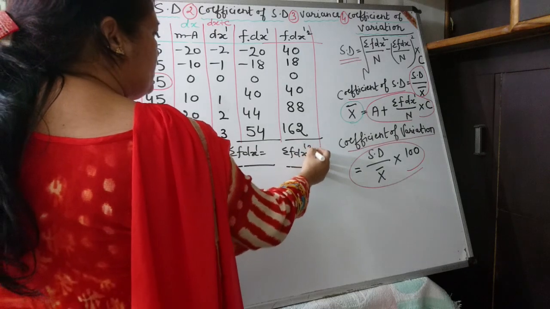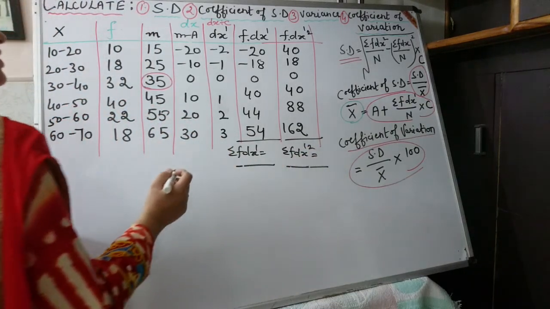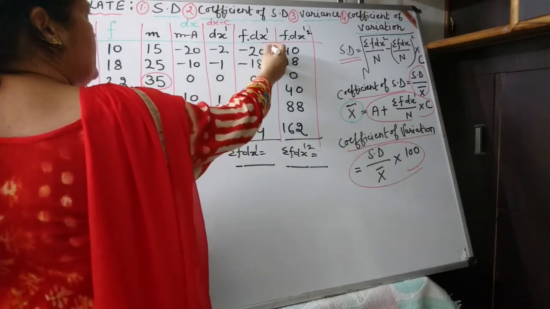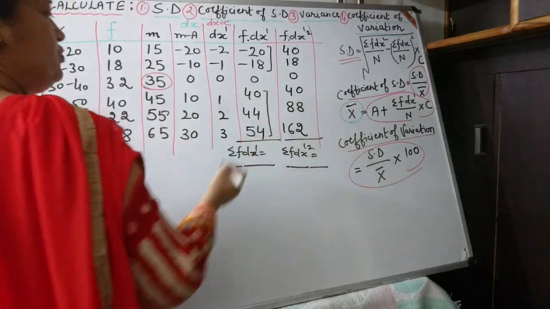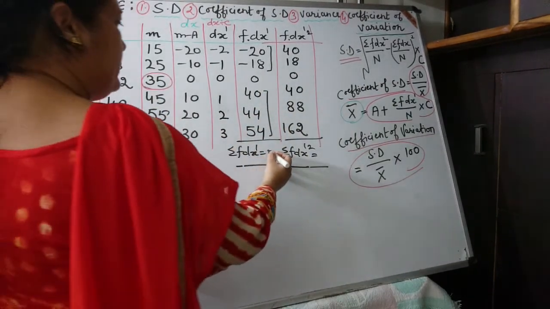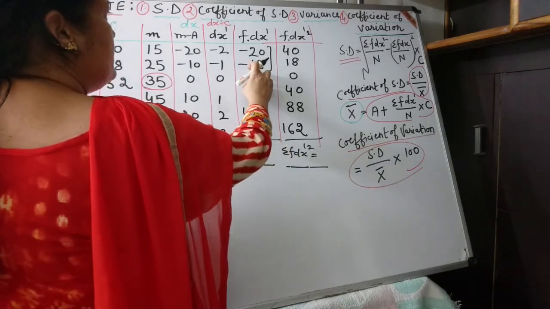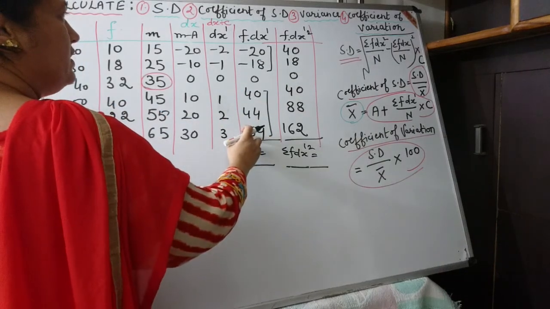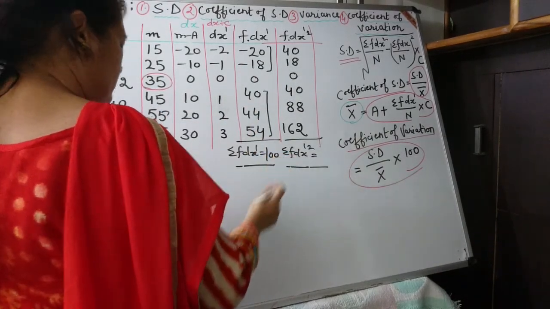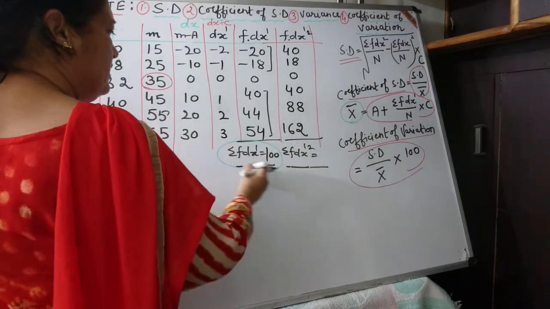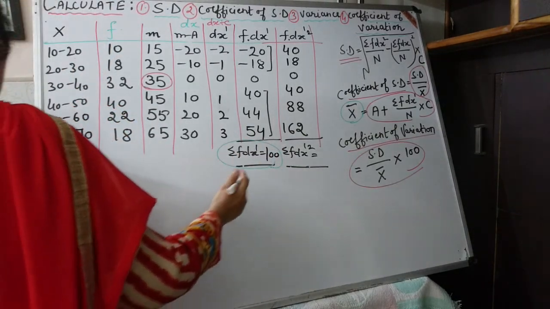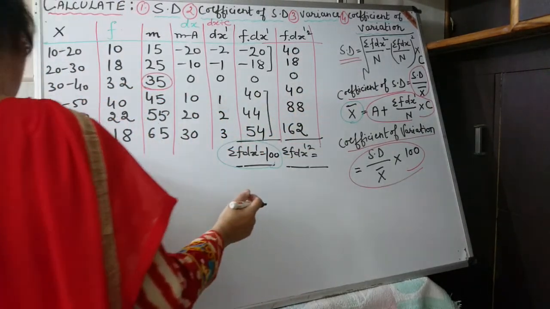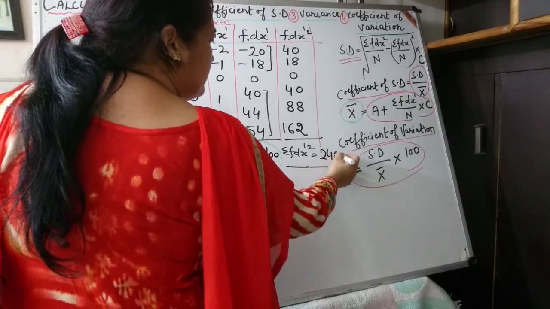For f dx dash, the minus values, minus 20, minus 18, will be added separately, and positive values will be added separately. So minus 38 and plus 138, ultimately it will be 100. So sigma f dx dash is equal to 100, and 40 plus 18 plus 0 plus 40 plus 88 plus 162, the calculation will be 248.